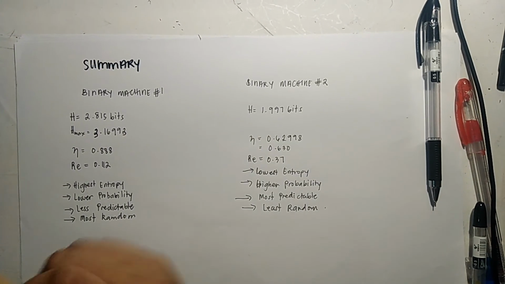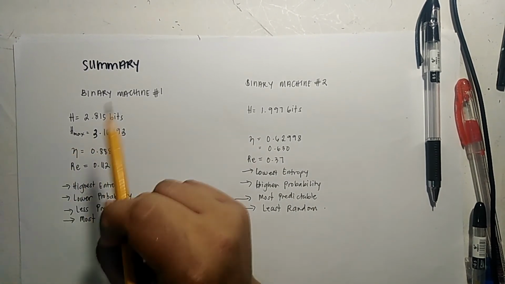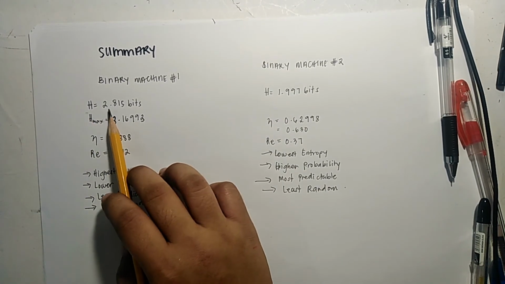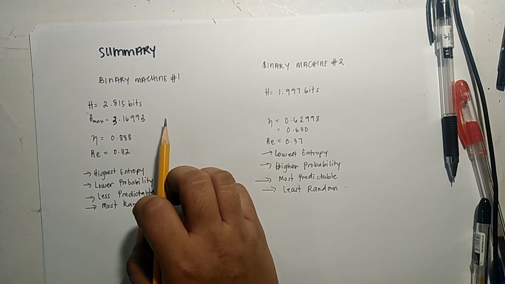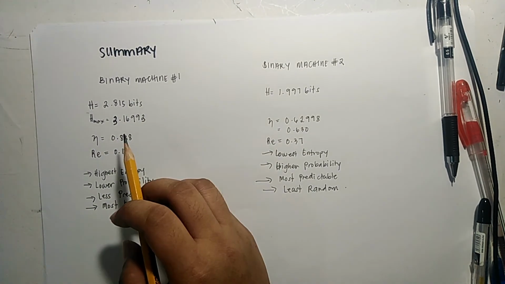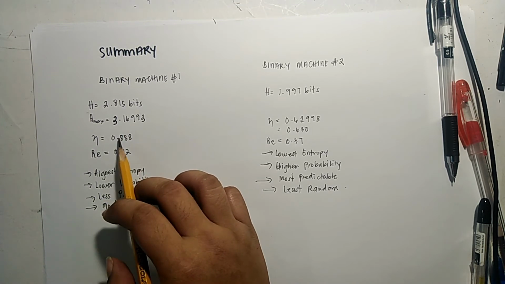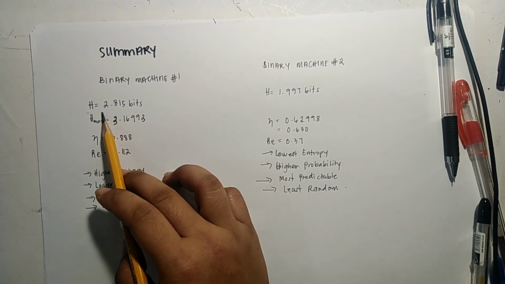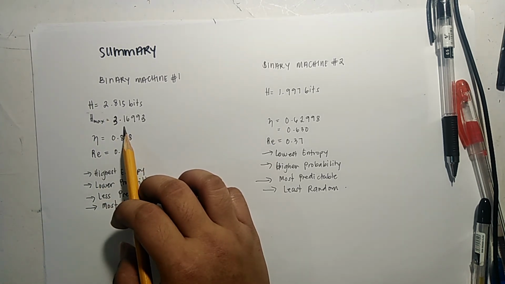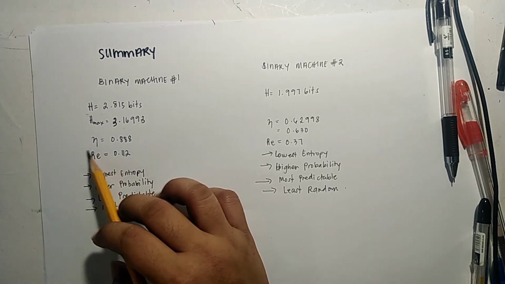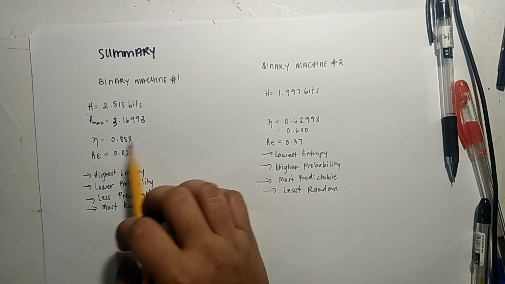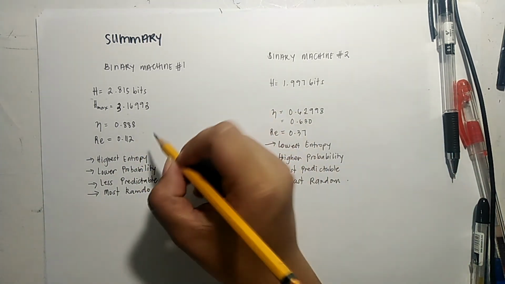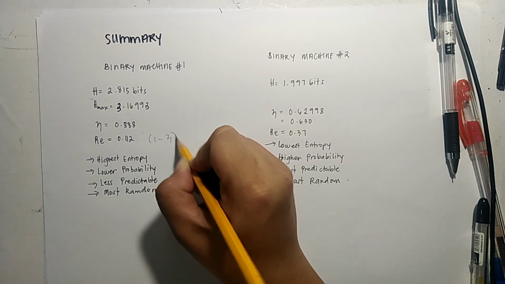For the summary, we have our two machines here. Binary machine number 1 has 2.85 bits of entropy, and for solving its efficiency, we just divide the entropy by the H max. So we come up with this value, and for the redundancy it is 0.112, because that's 1 minus the efficiency.